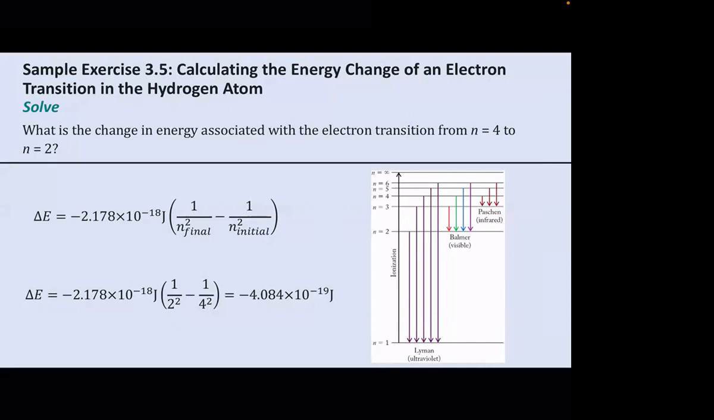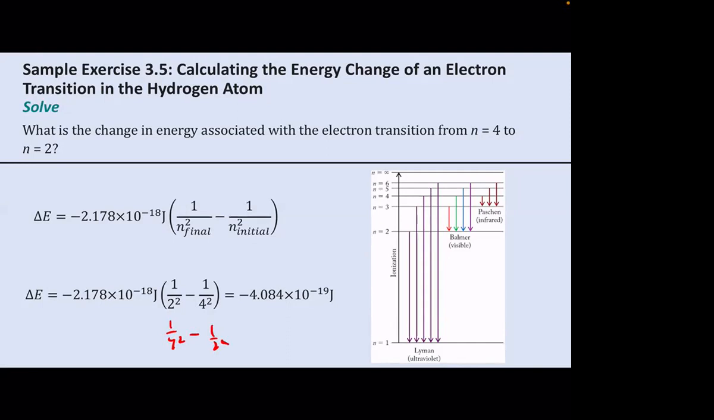Now the negative means it's an emission. It's going from higher to lower. If this had been the reverse, and just do it yourself mathematically, if it had been 1 over 4 squared minus 1 over 2 squared, you get a negative number in the parentheses, and therefore you get a positive number, which means it's an absorption. So the sign is just absorption and emission.